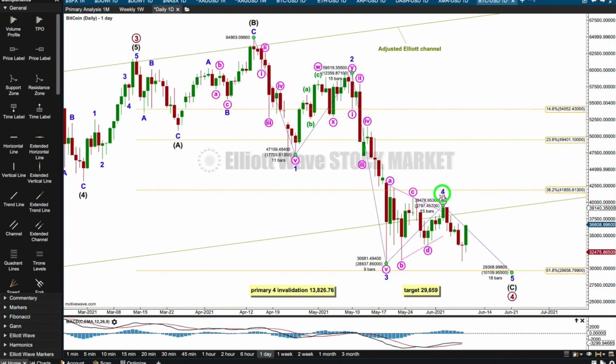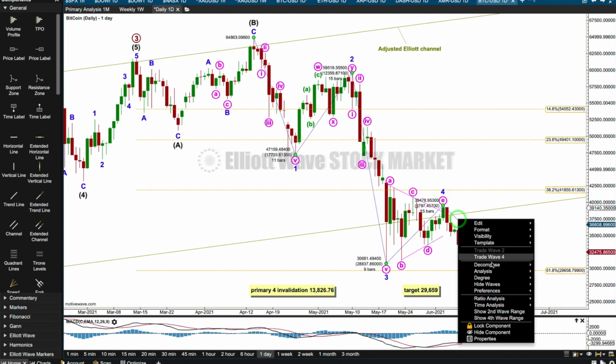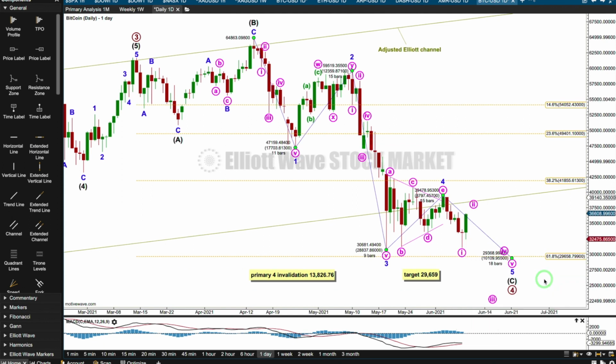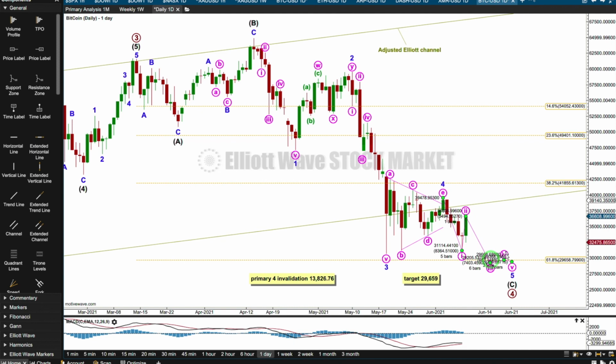I have noticed Bitcoin very rarely does truncations, so I'm going to expect this to continue, and I'm going to label this a 2nd wave bounce. I think we've still got a little bit more down to go, another low before Bitcoin finds its low.